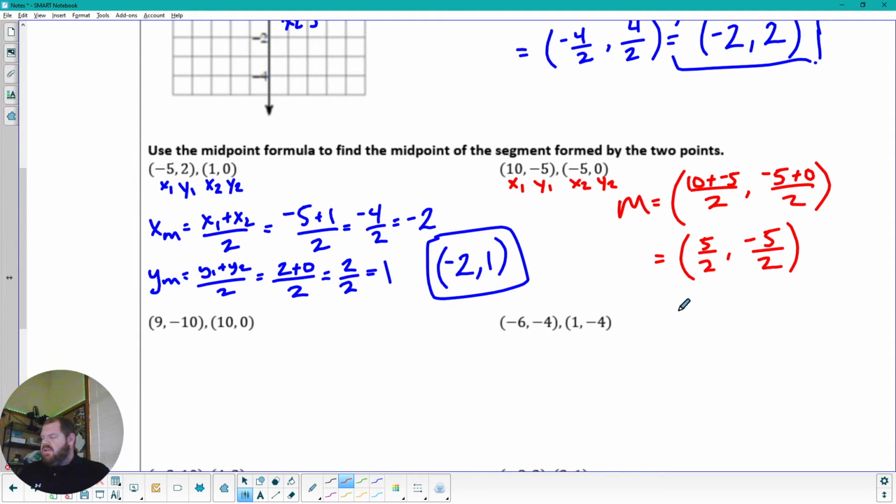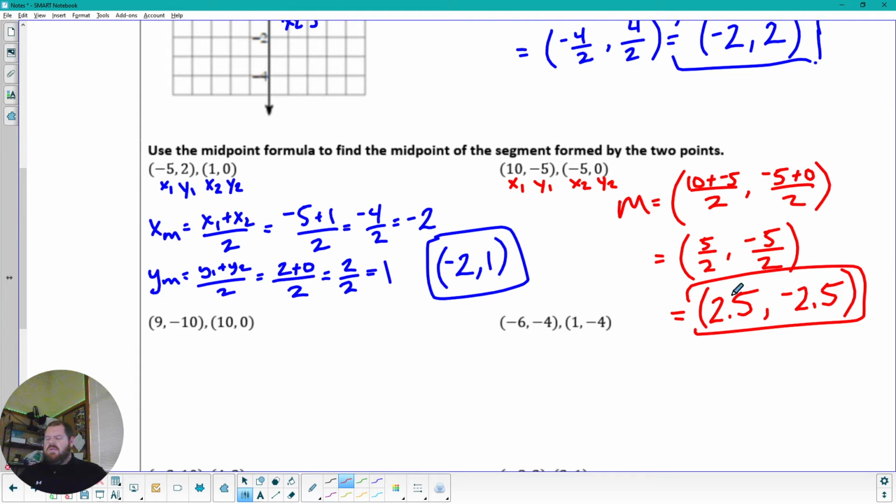You could leave your answer like that if you wanted to, or if you wanted to go with the decimal notation, you could as well. 2.5, -2.5. That would be just as good. Either one of those answers works. God, I put a lot of zeros in here. I'm not sure why I did that. Oh well.